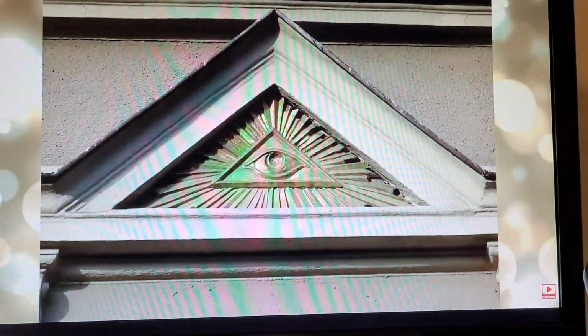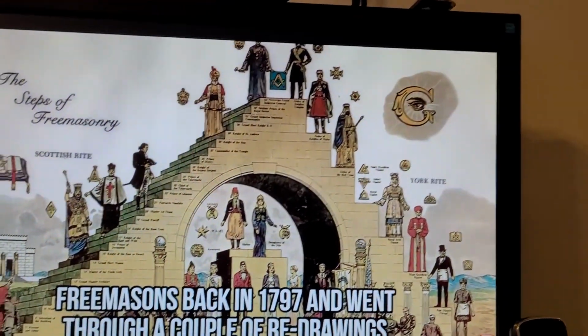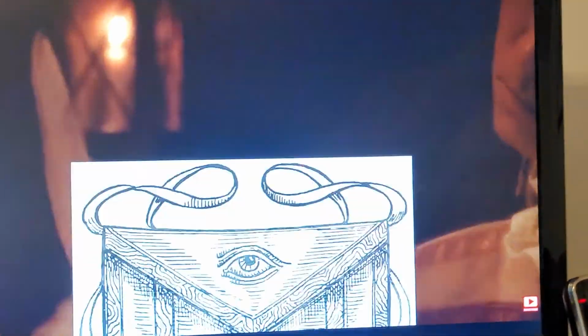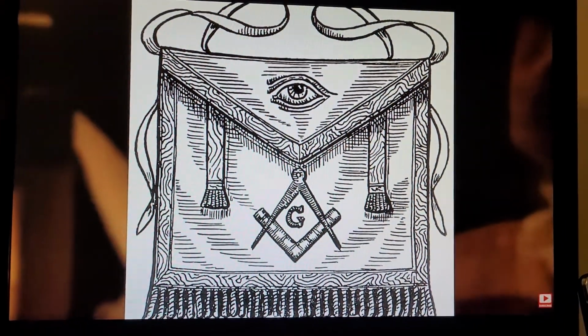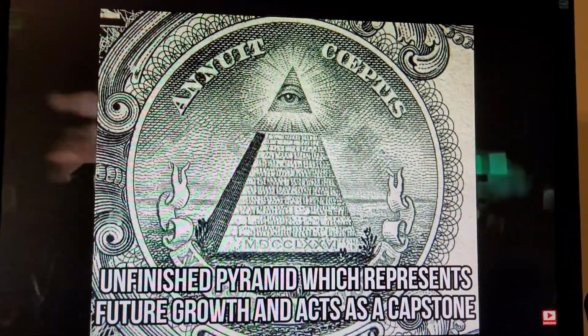The all-seeing eye first appeared as part of the standard iconography of the Freemasons back in 1797 and went through a couple of redrawings before settling on the final version. The symbol has a direct connection to the unfinished pyramid, which represents future growth and acts as a capstone.